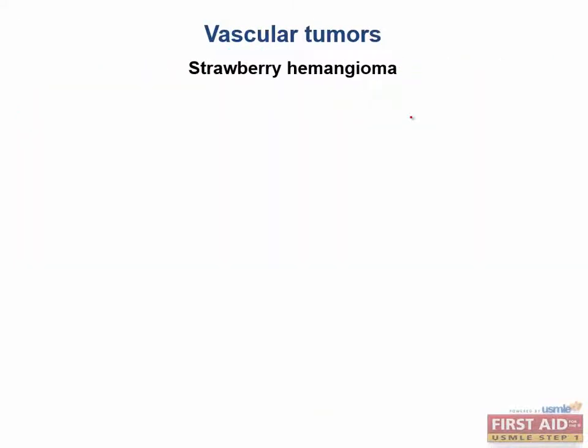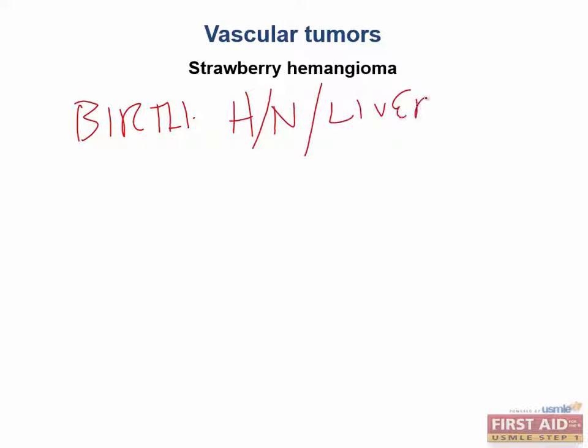Strawberry hemangiomas. These are high yield because they can be confused with cherry hemangiomas. So hemangiomas are composed of abnormal vessels filled with blood that usually appear at birth. The most common places for them to occur are on the head and the neck, but sometimes you can have visceral involvement in organs such as the liver. Most of these regress spontaneously at age 5 and do not progress to be a malignant lesion.